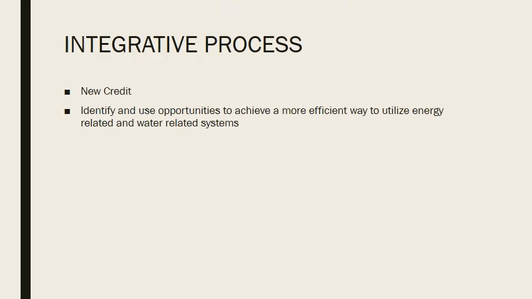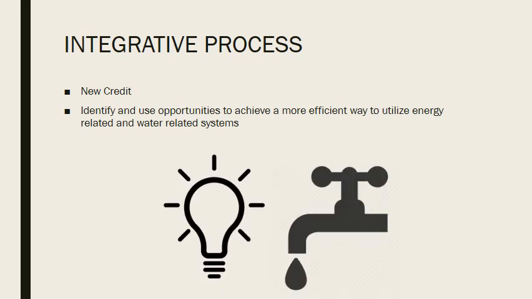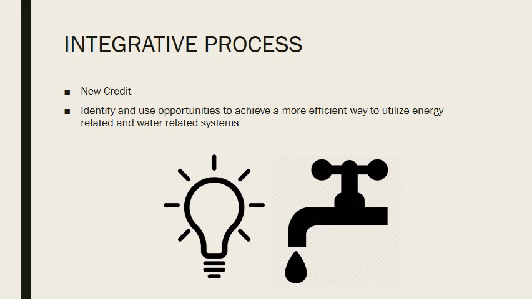Now let's continue to the integrative process credit. This is a new credit where it is required to identify and use opportunities to achieve a more efficient way to utilize energy-related and water-related systems. This will be achieved by doing an analysis regarding the loads of energy and water systems within the building to figure out a way to reduce them to make the building more sustainable. It is encouraged to do this analysis as early as possible to gain major benefit.